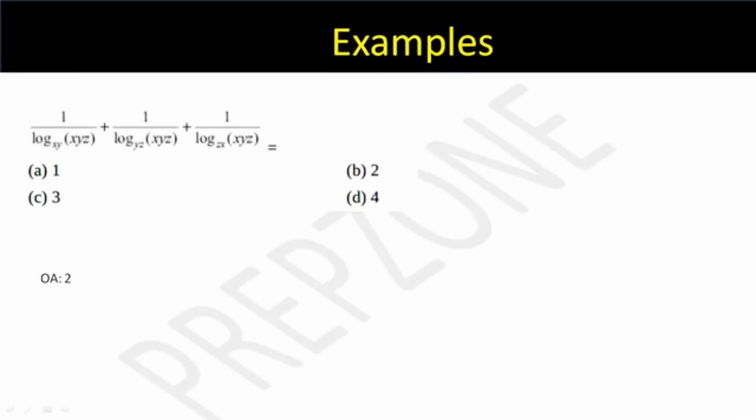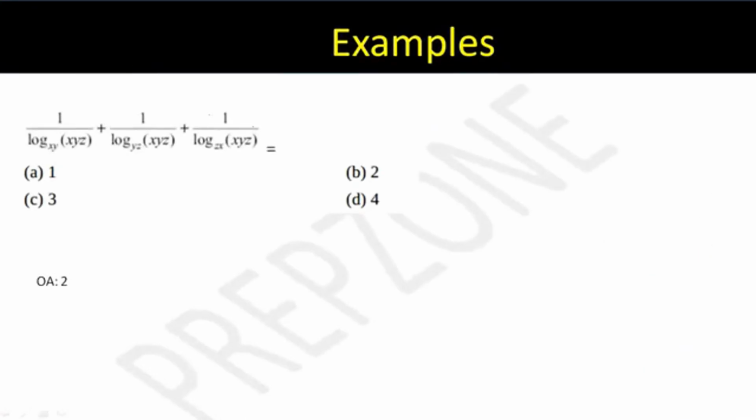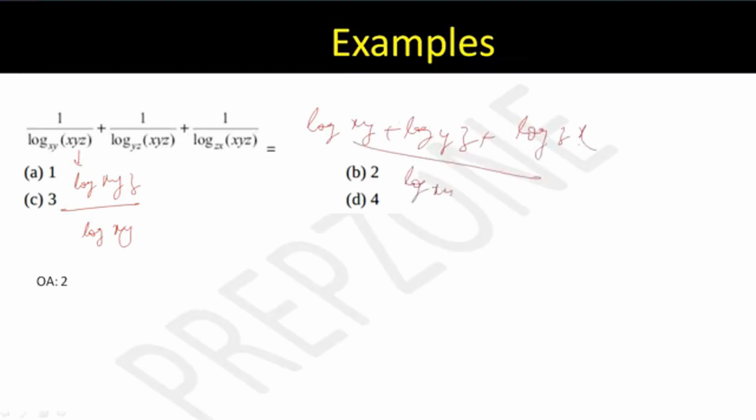Back. How do we solve this, guys? It's very simple. Represent this as log xyz upon log xy. Similarly, the log xyz will be common, and then this will become log xy plus log yz plus log zx by log xyz. You can multiply these three terms, just the numbers.